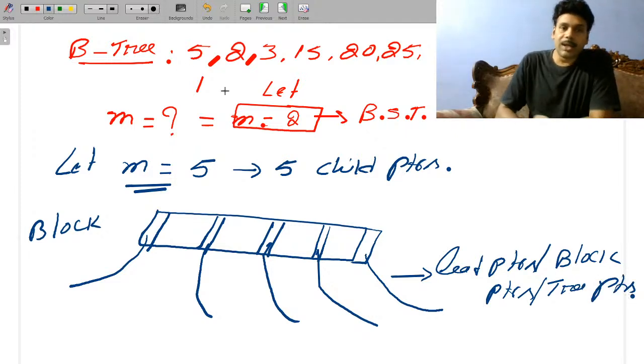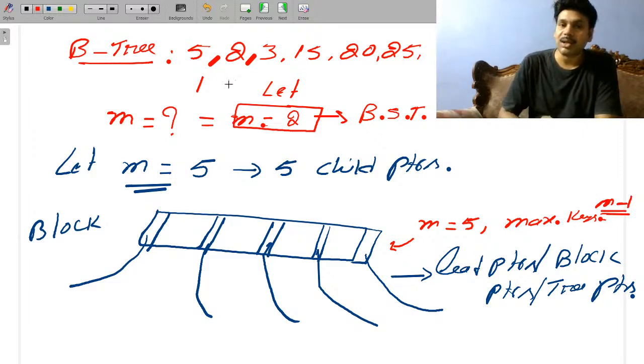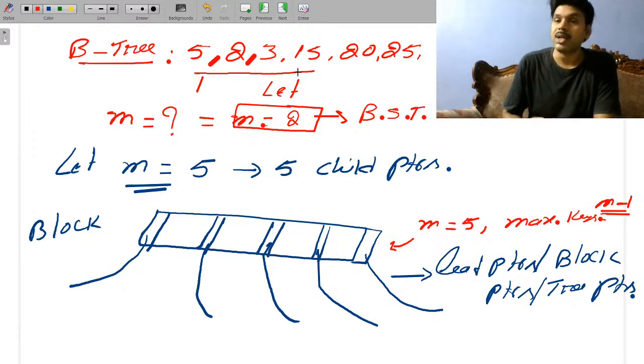Now I am able to keep some values. As I am saying M is equal to 5, please observe, the maximum number of keys are nothing but M minus 1. So at a time, I am in a position to insert 4 keys at a time. That is the power of B trees and B plus trees.